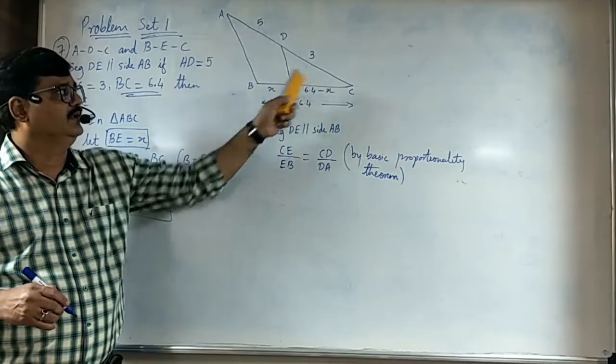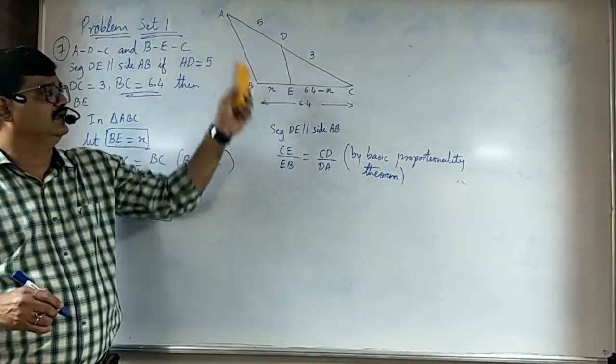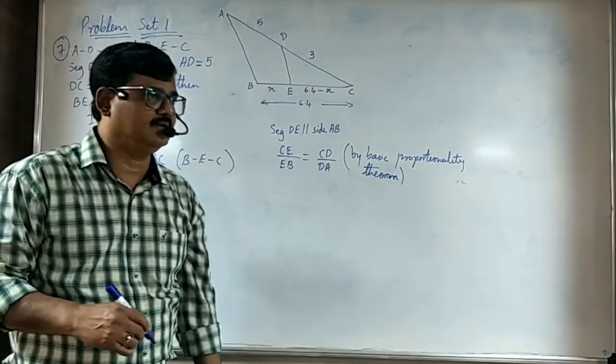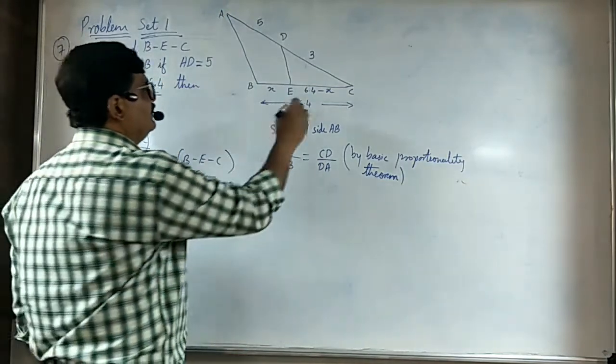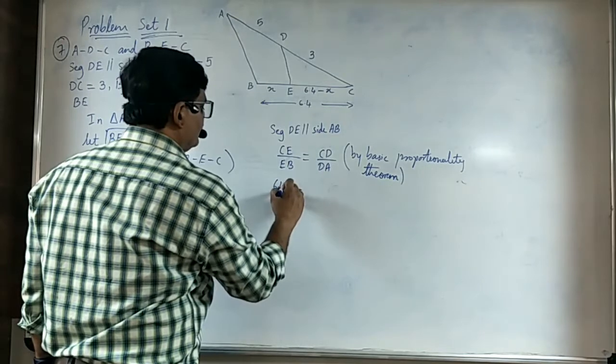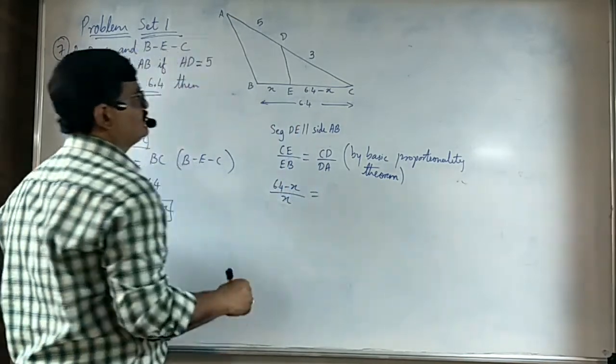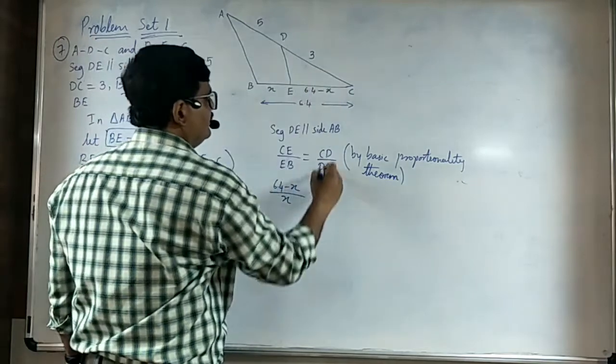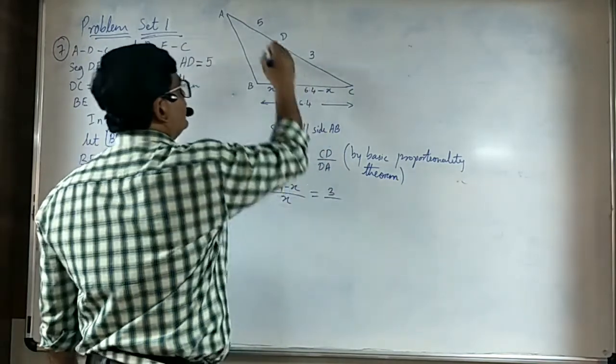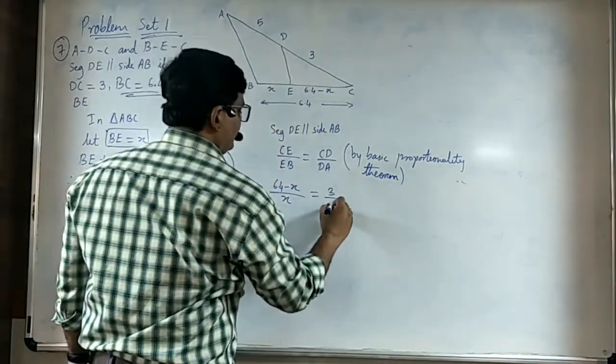CE upon EB is equal to CD upon DA. Check which line is parallel. Now the value of CE we got is 6.4 minus X, upon the value of EB, which is X, is equal to the value of CD, which is 3, and the value of DA we got is 5.